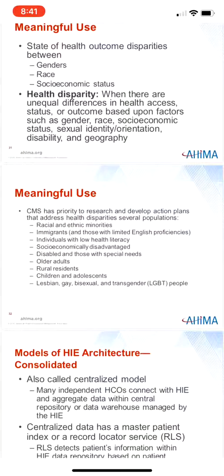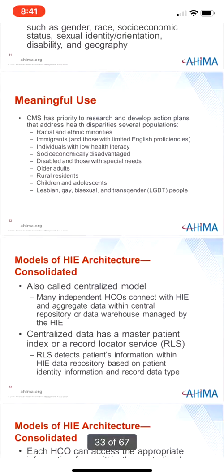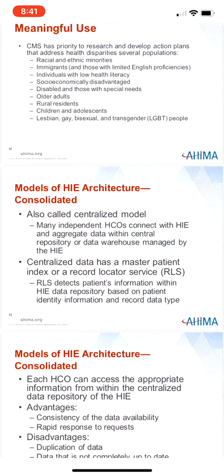All right, moving over to page 193, we're going to talk about the different models of HIE architecture. So HIE architecture refers to the configuration, structure, and relationships of hardware in an information system. There are 3 types of HIE architecture that are most commonly used in the United States. First, we have our consolidated method. It's also called the centralized model.